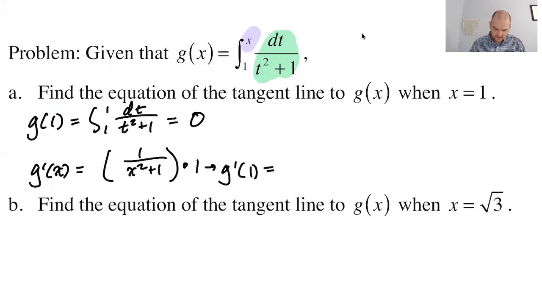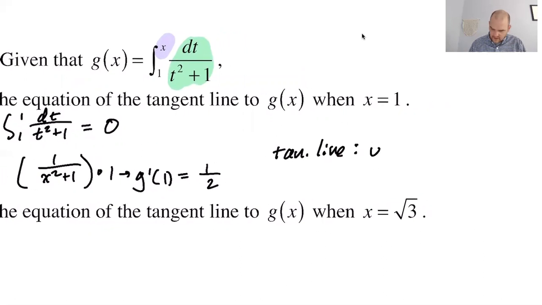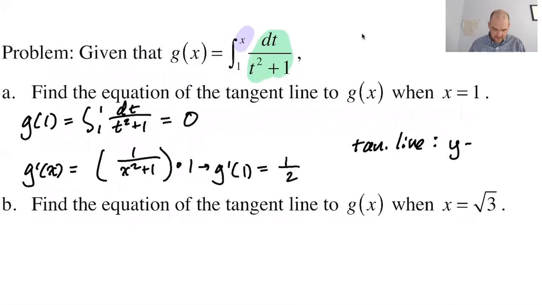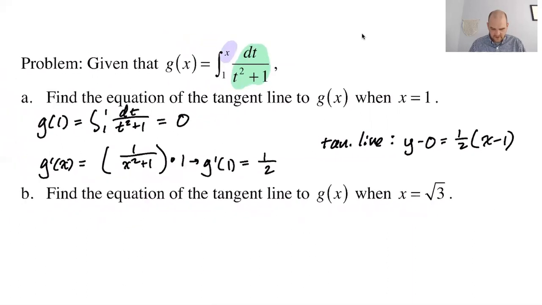All right, so g prime of 1 is going to be 1 over 1 plus 1, so 1 over 2. So then our tangent line, which I think you should label, is going to be y minus the y value that we got, which was 0, equals the slope that we got, which is 1/2, times x minus the x coordinate we're using. So there you go. I think that is our answer.